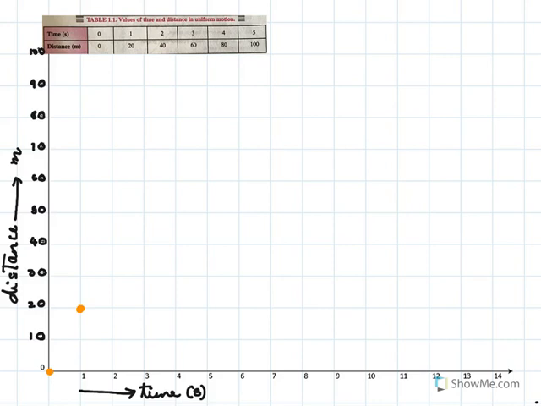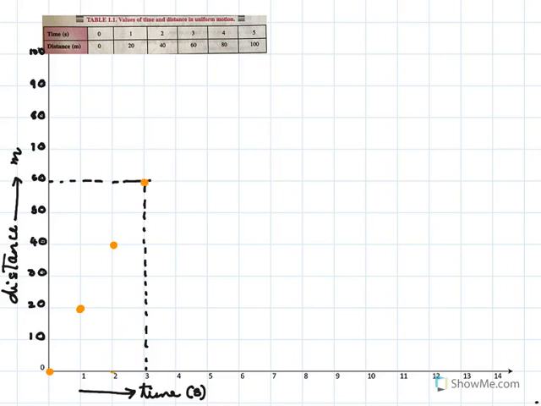At 2 seconds the distance is 40. Now this is our 2 seconds here. The distance is 40. So here will be the point. Now the next is at 3 seconds it will be 60. So this is 3 seconds and this distance is 60. So the next point is going to be here.